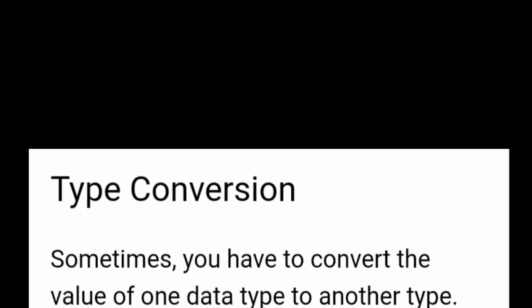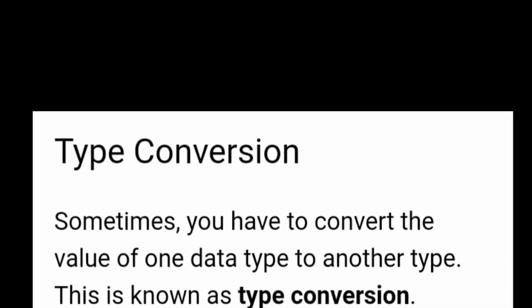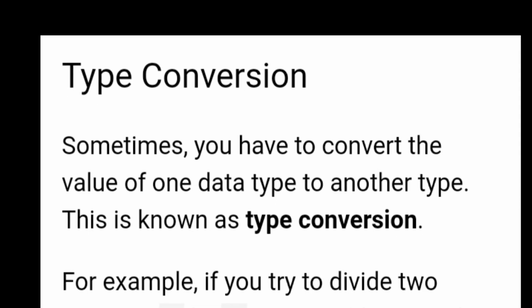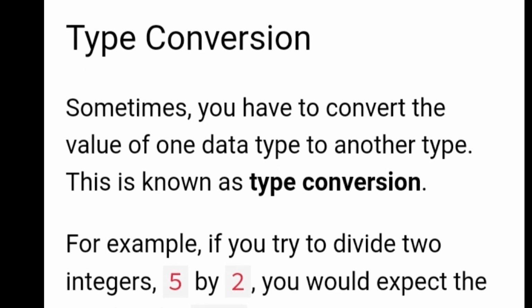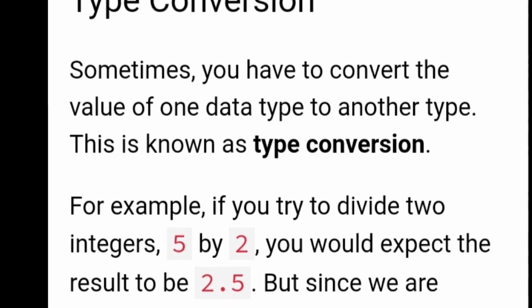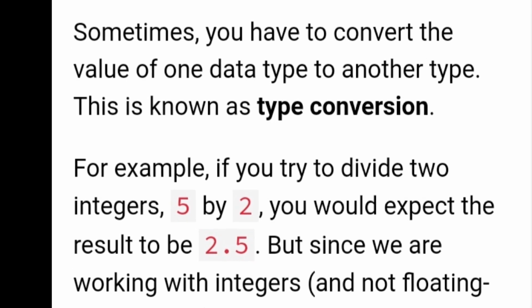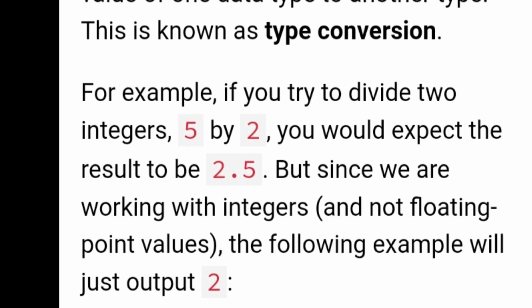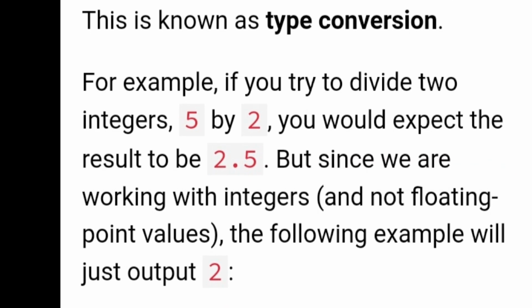Next topic is type conversion. Sometimes you have to convert the value of one data type to another data type. This is known as type conversion. For example, if you try to divide two integers, 5 by 2, you could expect the result to be 2.5, but since we are working with integers and not floating point values, the following example will just output 2.